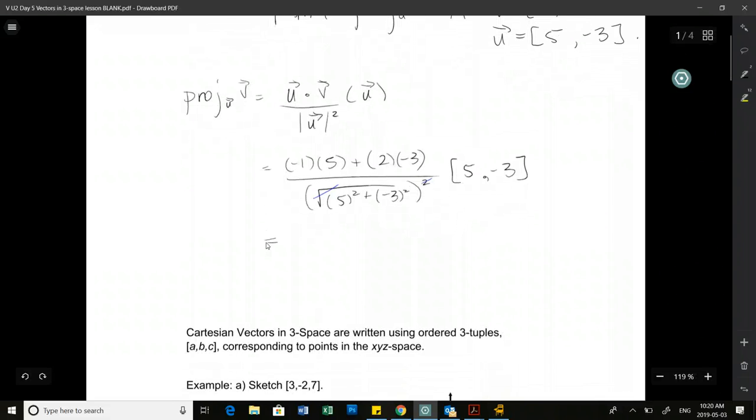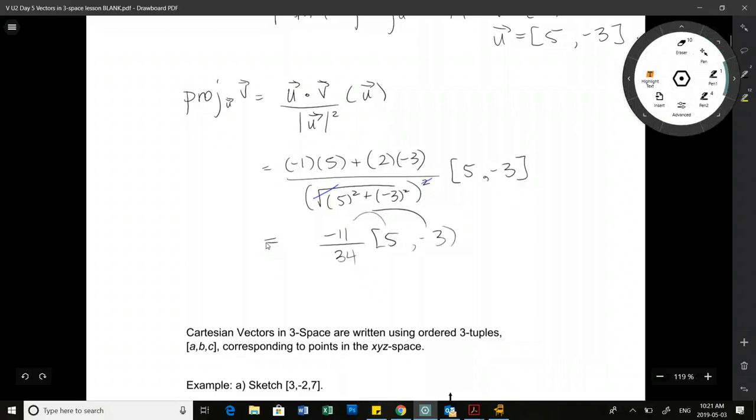Okay, so we're getting -5 and -6 on top, which gives us -11. And then on bottom here, I've got 25 and 9, so we've got 34. Isn't it just 34? Oh, yeah, sorry, you're totally right, because the root canceled. And then we're just multiplying that simply into our vector, because this is now a scalar that's being multiplied by our vector. Oops, sorry, this should be a square bracket.